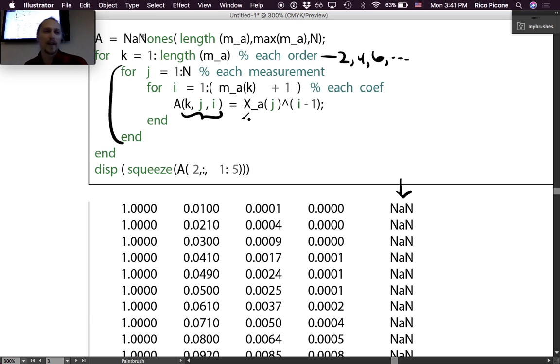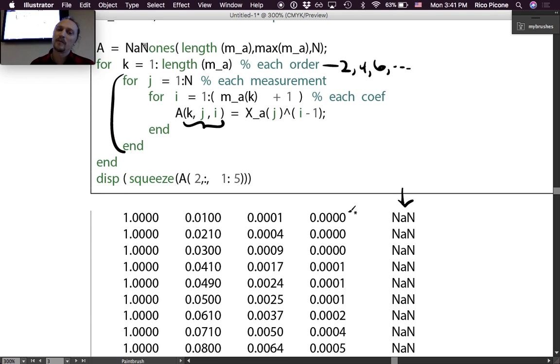There are different ways you can go with it. I actually really don't like MATLAB's way of dealing with different sized data. For instance, this was a little tricky because with these lower order ones, I had a bunch of empty NaNs out here.